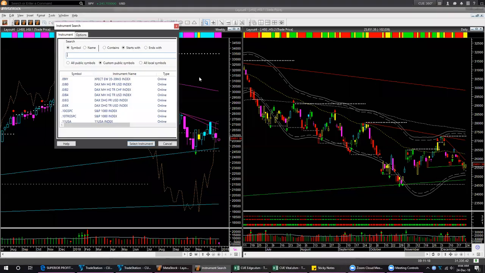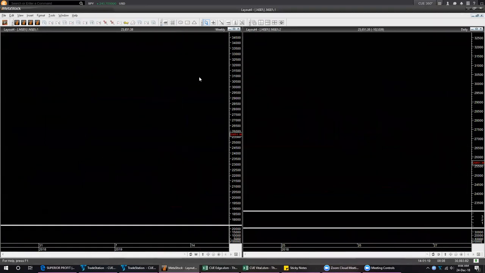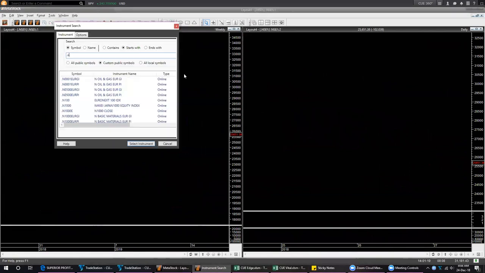India's Nifty Index. Typing error again. Dot NSEI.